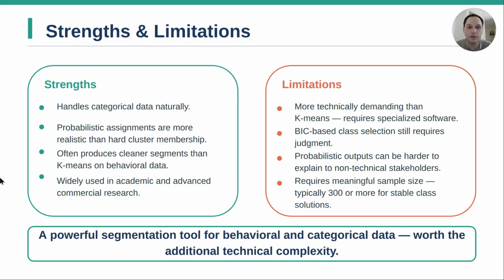The limitations are equally real. LCA requires specialized statistical software. It's not available in standard Excel or basic survey tools. Choosing the number of classes still requires judgment along with the BIC. Probabilistic outputs can be harder to explain to non-technical stakeholders than a simple "you're in segment 3", and it requires a meaningful sample size, typically 300 or more respondents, for stable class solutions.